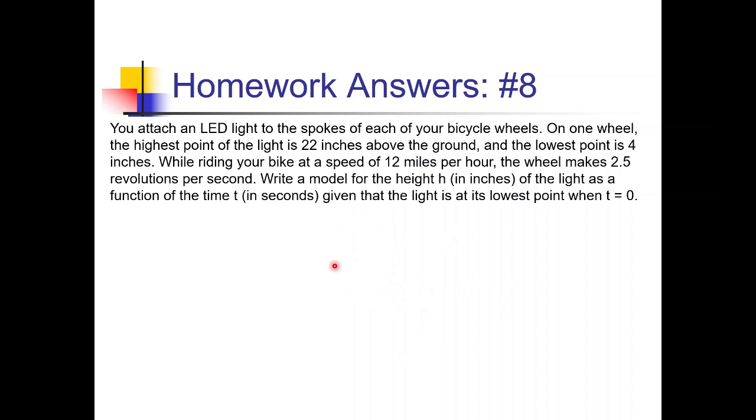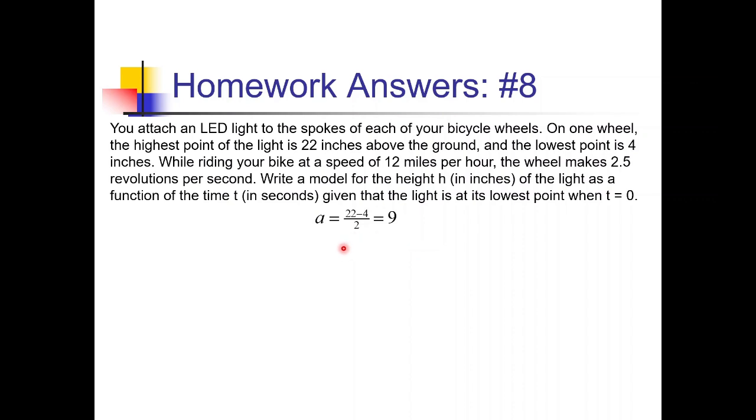So let's get all our parts here. We're going to start with the a value, the amplitude. That's going to be highest minus lowest point divided by 2, half the height basically. So 22 minus 4 over 2. That's 18 over 2, which is 9.